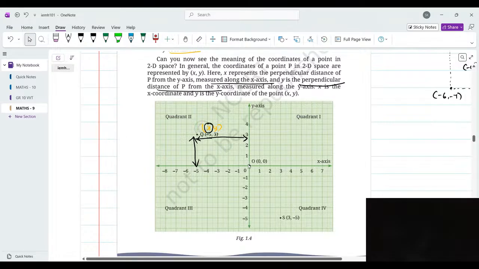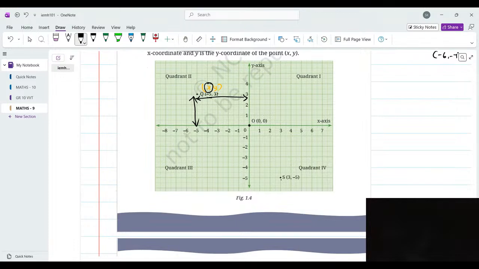I hope this is clear to you. Let me take point S. So here the x coordinate is the perpendicular distance from the y-axis. It is at a 3 unit distance. The y coordinate is going to be the perpendicular distance from the x-axis.